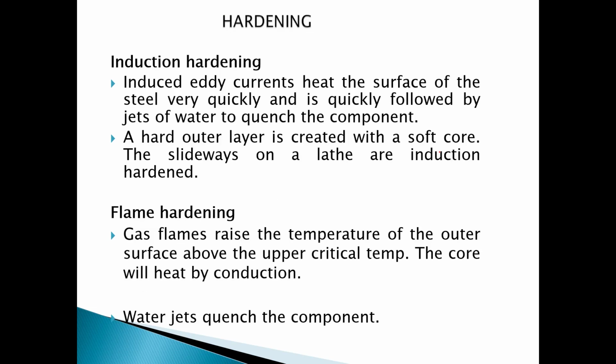Hardening: we have induction and flame hardening. Induction: induced eddy currents heat the surface of the steel very quickly, and this is quickly followed by a jet of water to quench the component. A hard outer layer is created with a soft core. The slideways on a lathe are induction hardened. Flame hardening: gas flames raise the temperature of the outer surface above the upper critical temperature. The core will heat by conduction. A water jet quenches the component.